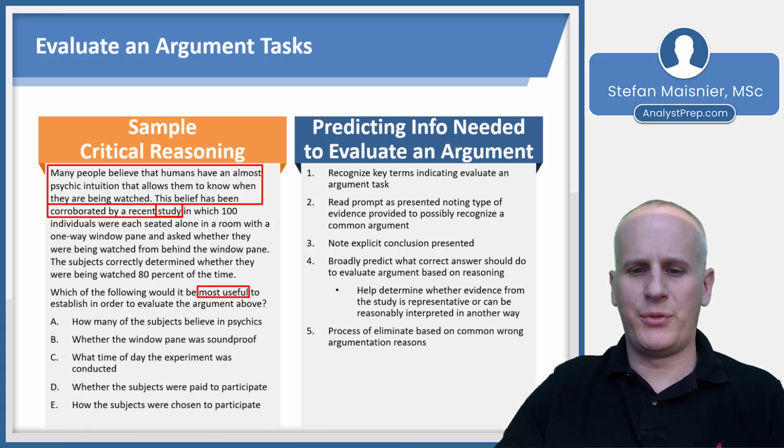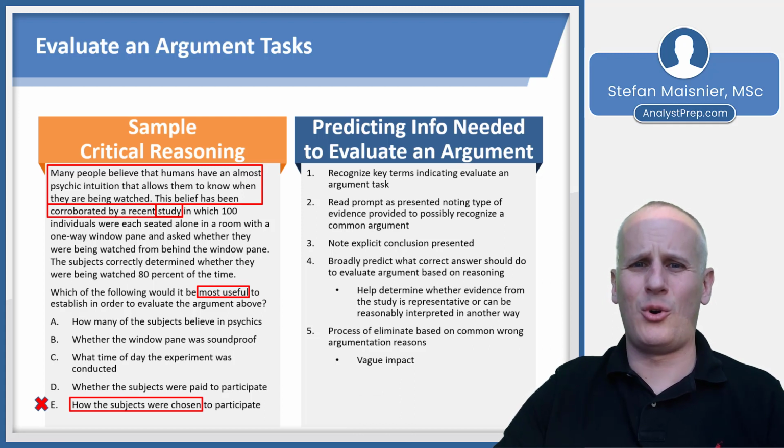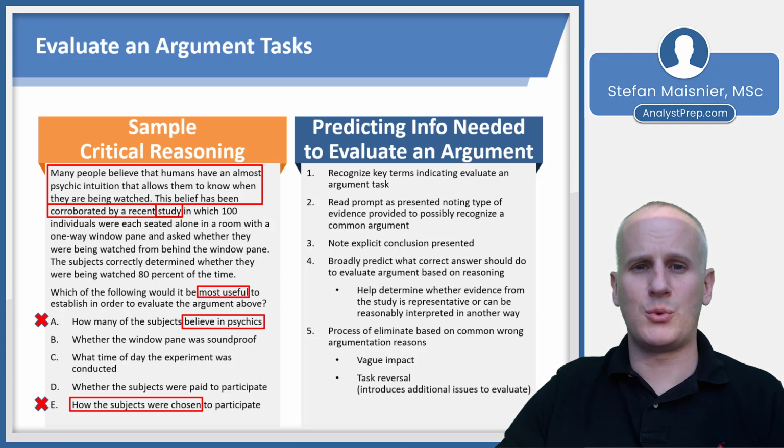So we will then want to process of elimination based on our common wrong argumentation reasons. For instance, vague impact. So how the subjects were chosen, this introduces a whole new question. I don't know what the choice is going to have to do with this, so I can eliminate that pretty quickly. And then we have task reversals, which ultimately introduce additional issues to evaluate, such as how many of the subjects believe in psychics. Well, we're not talking about belief in psychics. We're talking about a psychic intuition. So there's no way that belief in psychics is relevant definitively.